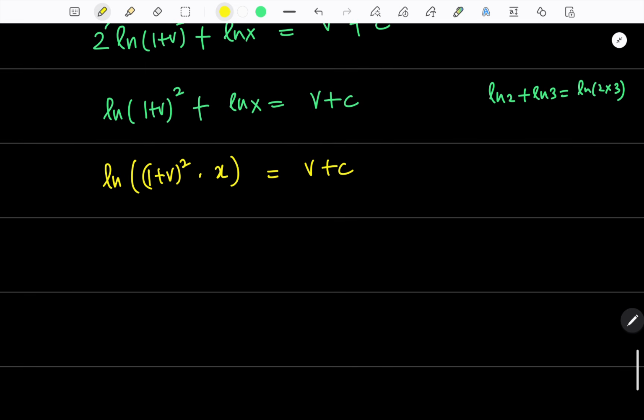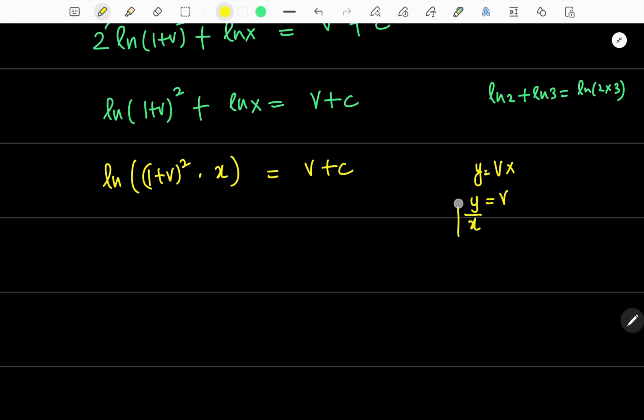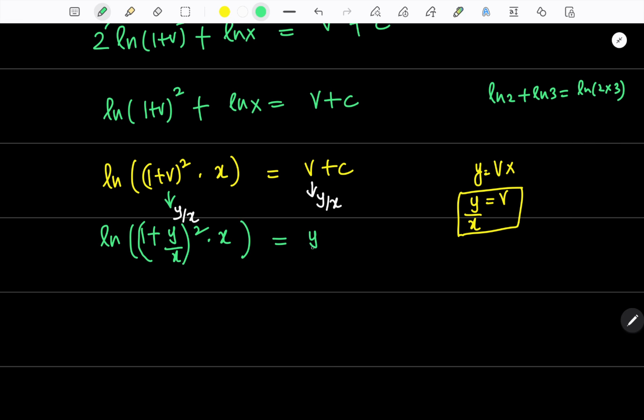Now at this stage, almost all the integrations and simplifications are over. Now we have to go back to x and y. We substituted y is equal to Vx, so what is the value of v? v is equal to y divided by x. So we are going to put this value here: ln (1 + v), I am going to put it as y by x. So this equals (1 + y by x) the whole square, multiplied by x, close the bracket, which is equal to y by x + c.